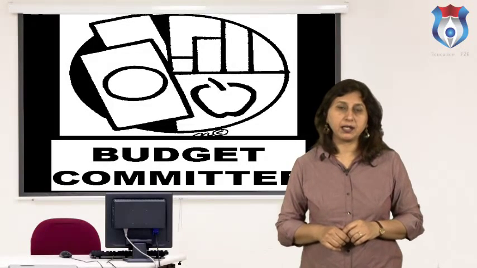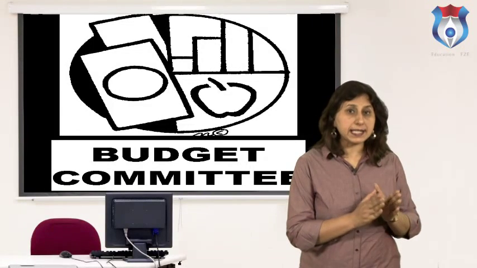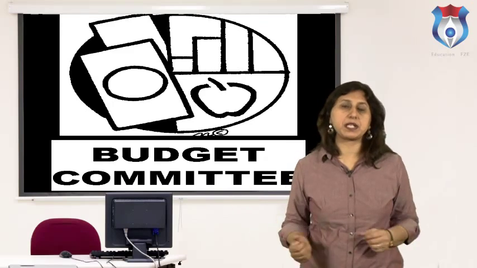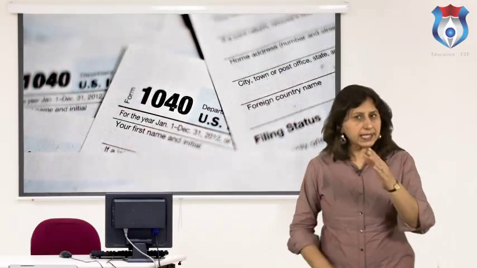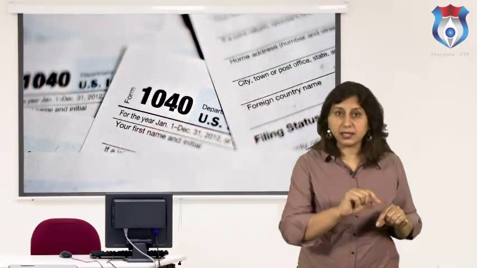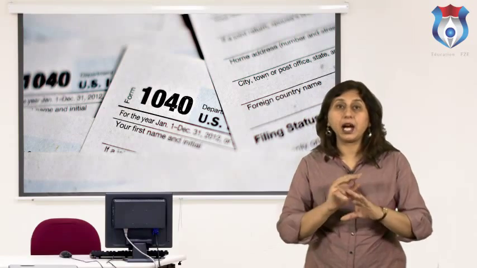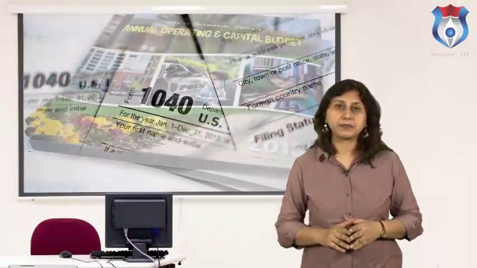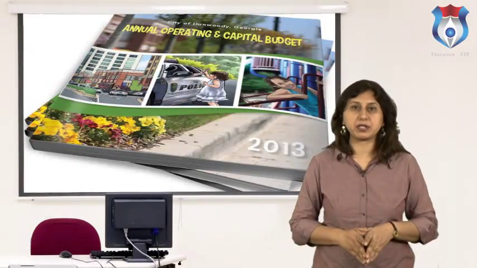Budget committee. The budget controller is assisted in his work by the budget committee. The committee may consist of heads of various departments, with production, sales, finance, personnel, purchase, etc., with the budget controller as its chairman. It is generally the responsibility of the budget committee to submit, discuss, and finally approve the budget figures. Fixation of the budget period.